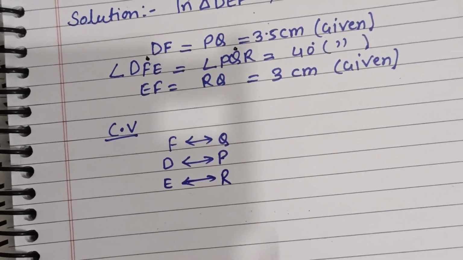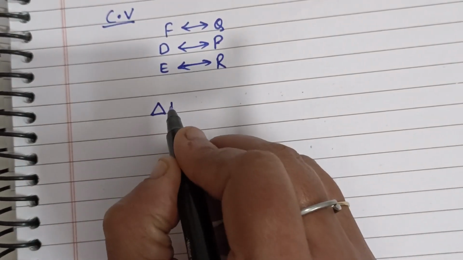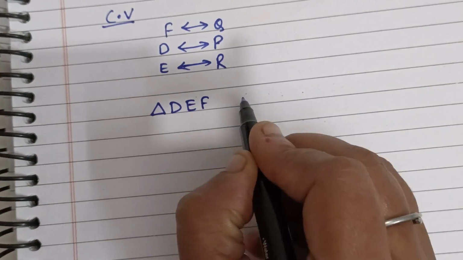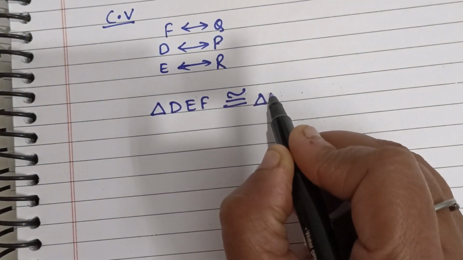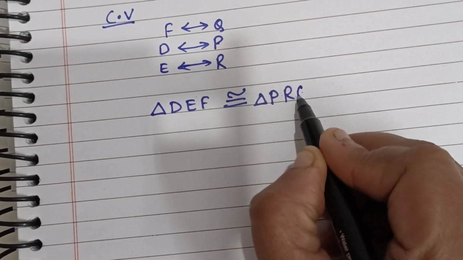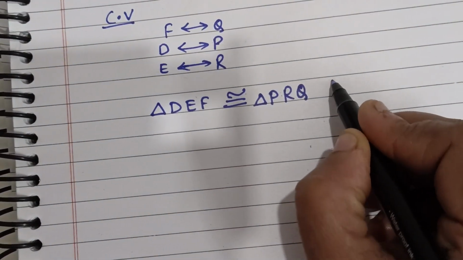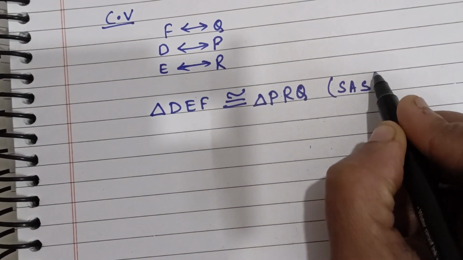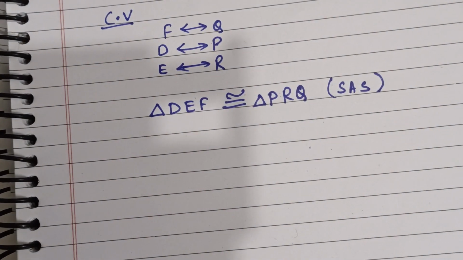So when I write the result in symbolic form, how will I write? Triangle DEF is congruent to triangle: with D, P is corresponding, so P; with E, R; and with F, Q, so PRQ. We also have to mention by which congruence, SAS congruence. In this way the solution is done.